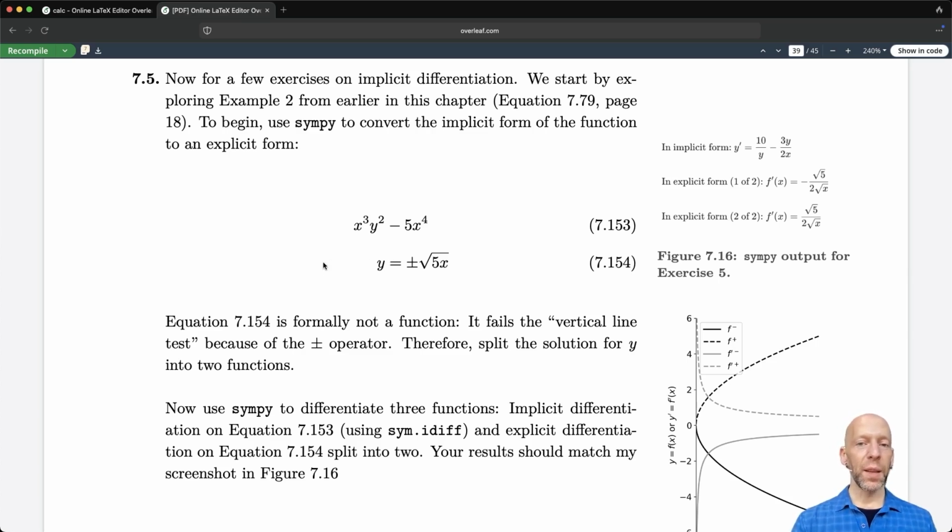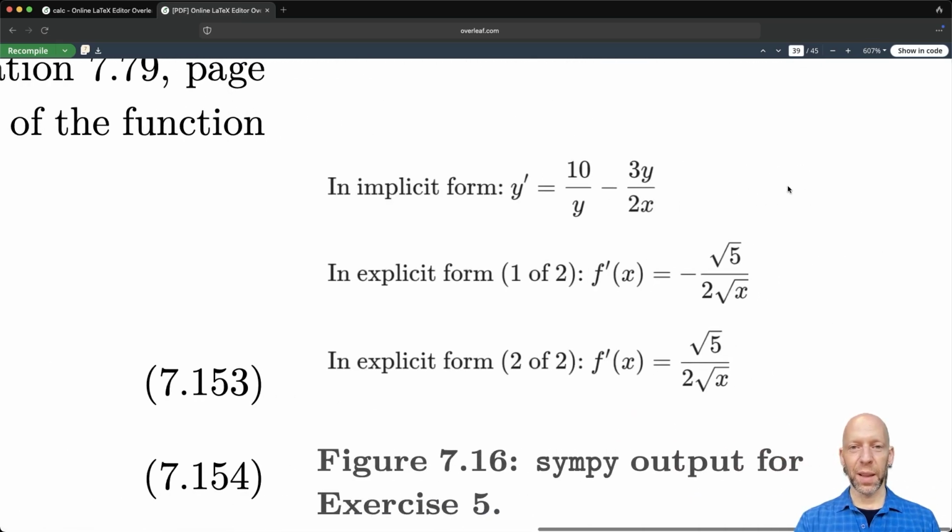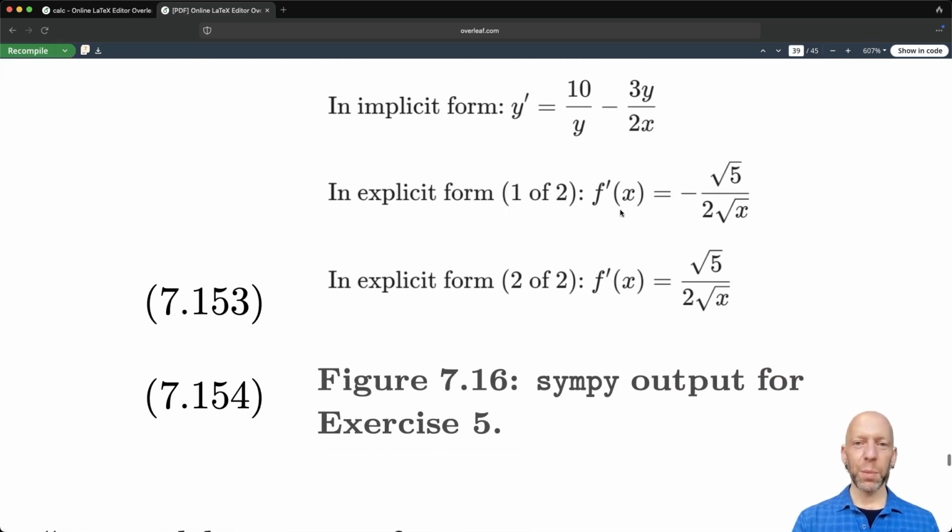Part 2 is to differentiate 3 functions. You want to differentiate this function here using implicit differentiation, and then split this function into 2 and then differentiate each of those separately. And then you can print out the results, and that's going to look something like this. I'll zoom in here. So this is a screenshot from SymPy, so your results should look exactly like this.